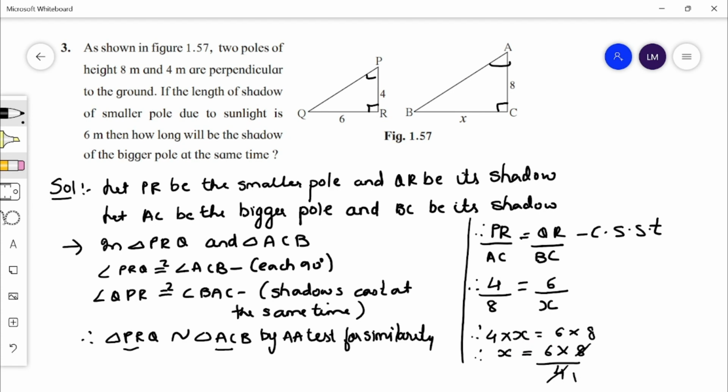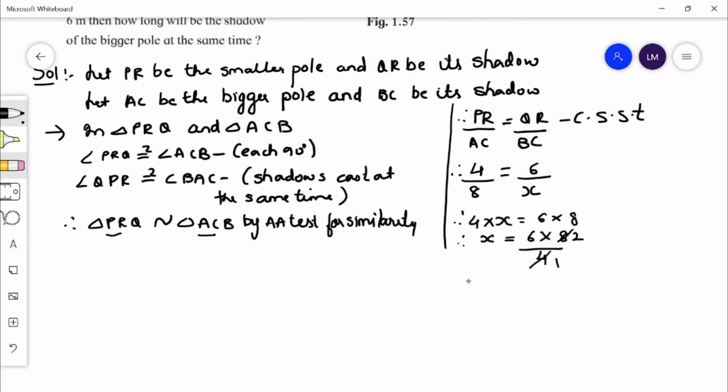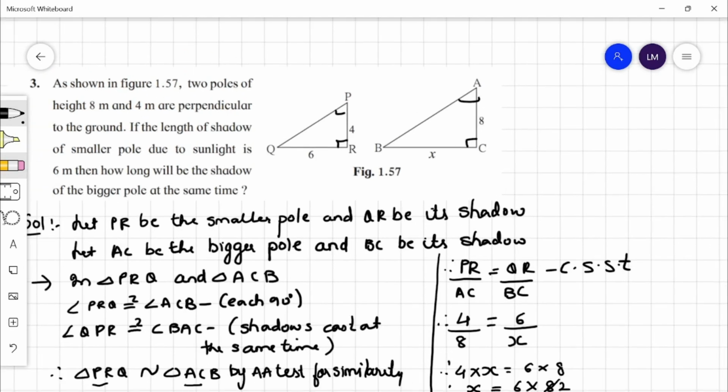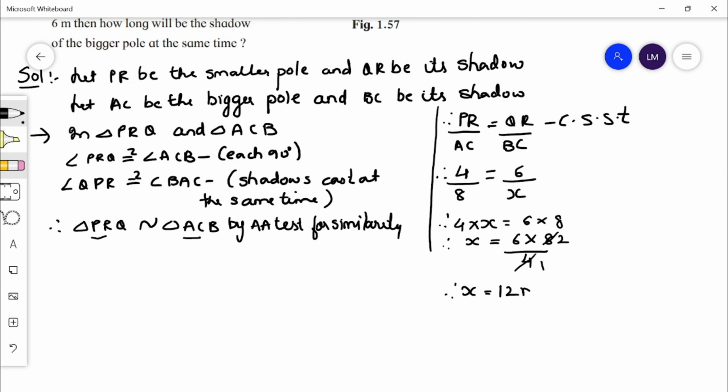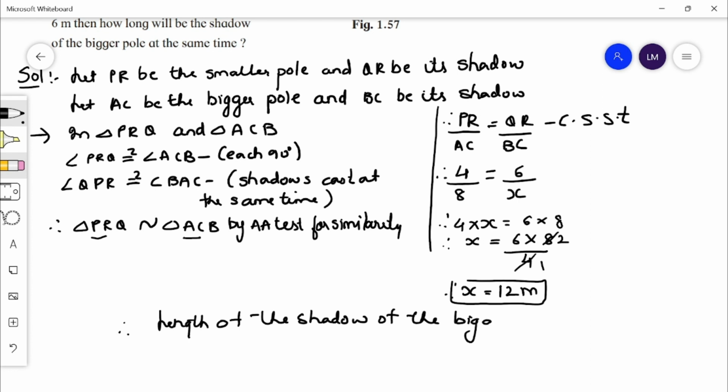So, 4 ones are 4, 4 twos are 8, therefore 6 twos are 12. The unit in the given question is meter, so we can write x is equal to 12 meters. So the final answer we can write: therefore, the length of the shadow of the bigger pole is 12 meters.